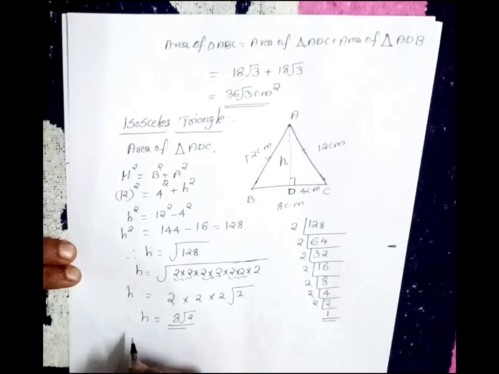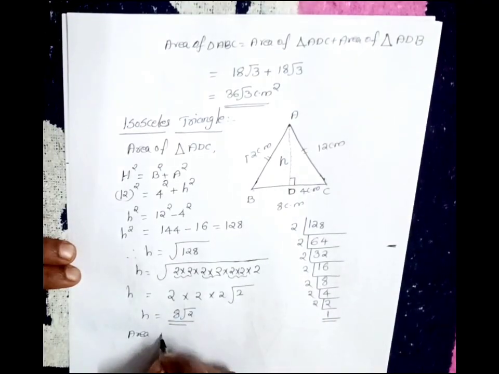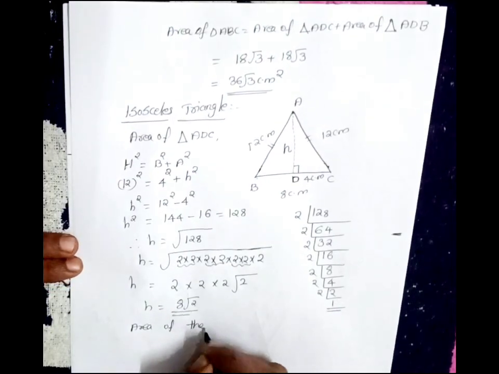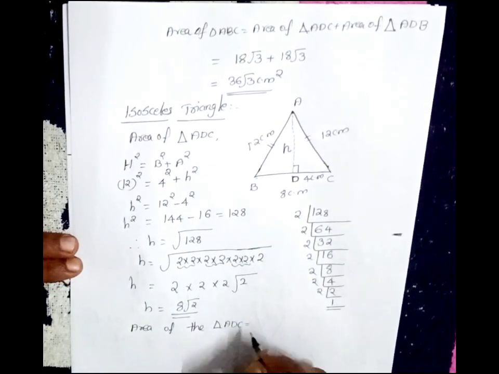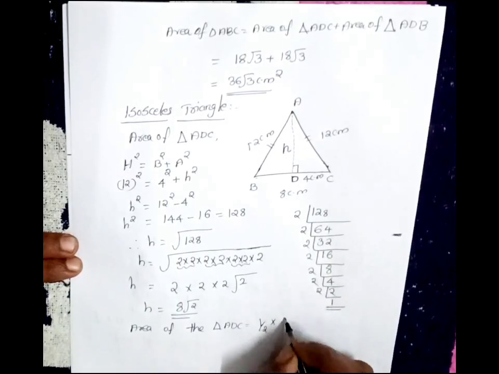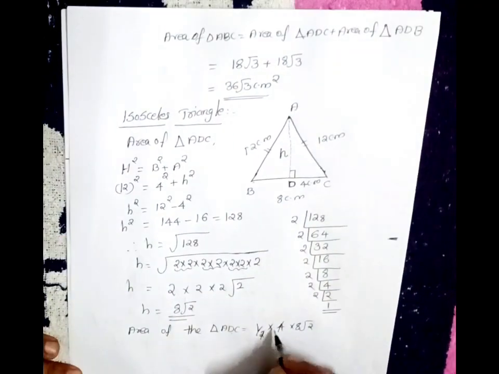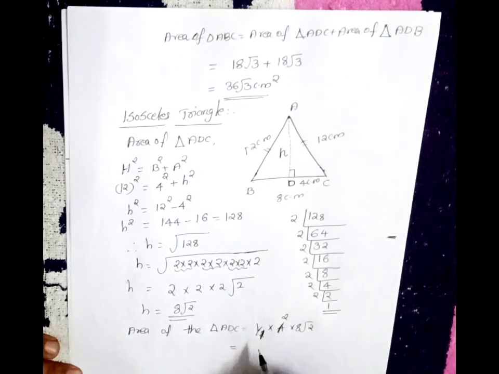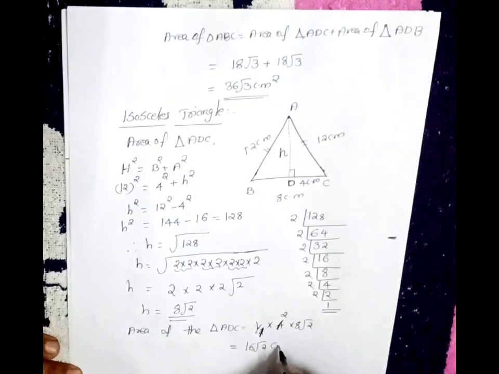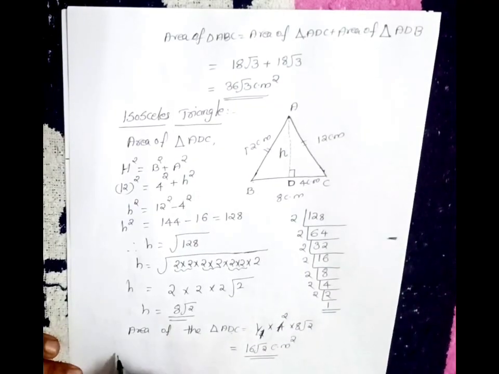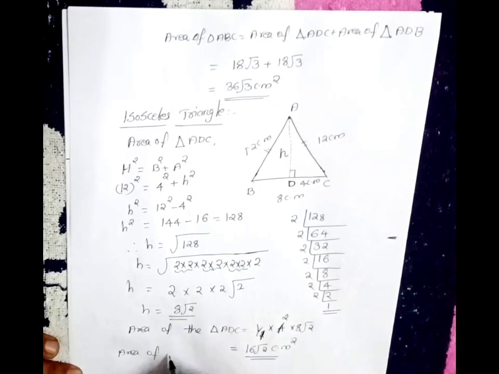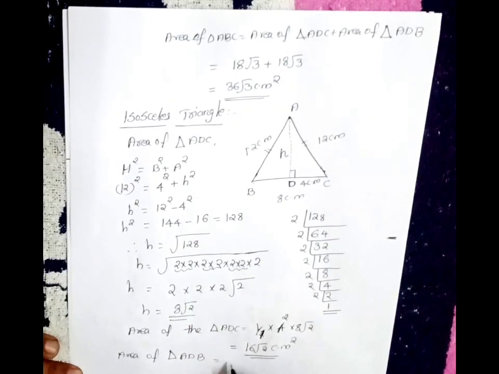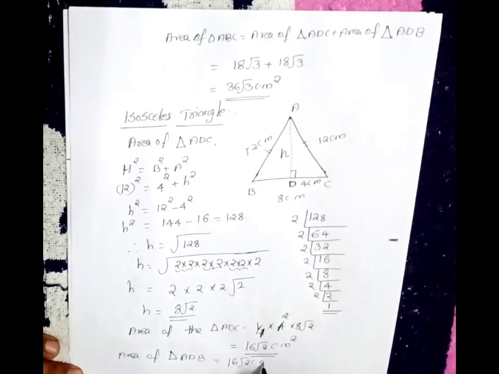Therefore, area of the right angled triangle ADC equals half into base value 4 into 8 root 2. Then 2 2s are 4. Therefore, our answer is 2 into 8, 16 root 2. Therefore, area is 16 root 2 centimeter square. Then again, we can find out the area of the other right angled triangle ADB. In the same manner, this area is 16 root 2 centimeter square.